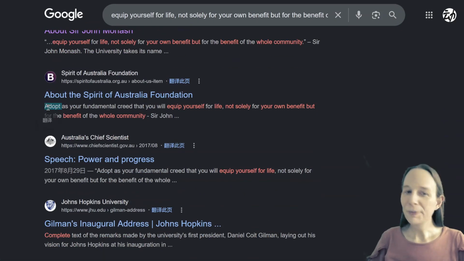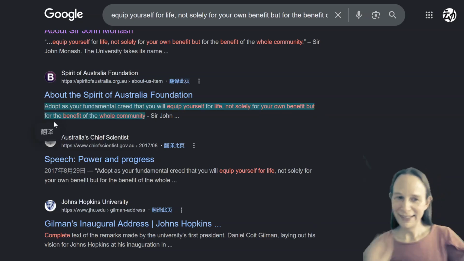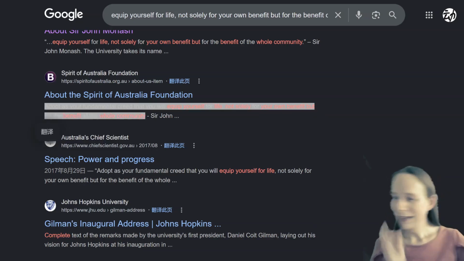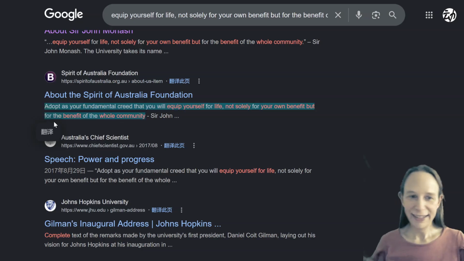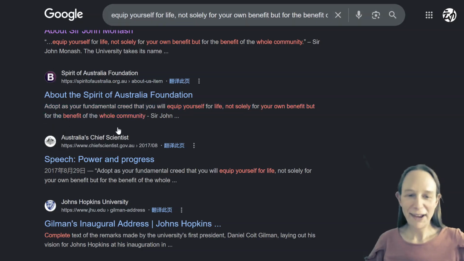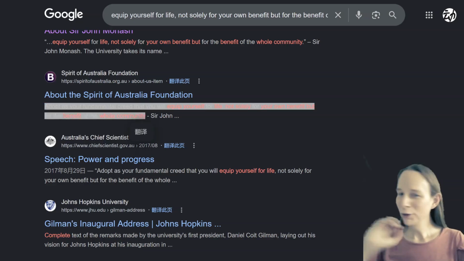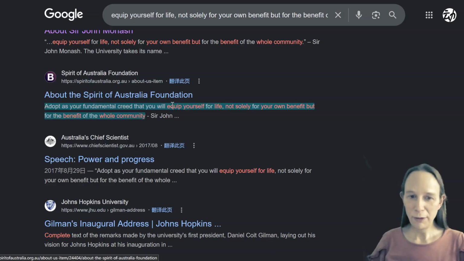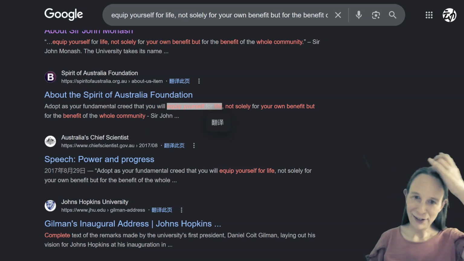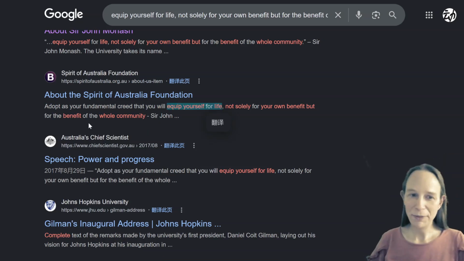There. Adopt as your fundamental creed that you will equip yourself for life, not solely for your own benefit, but for the benefit of the whole community. Yeah, this one. This is Sir John Monash, who founded Monash University. All right. So how would you translate this? This isn't 牢记, but it's something you should 牢记: equip yourself for life, not solely for your own benefit, but for the benefit of the whole community.